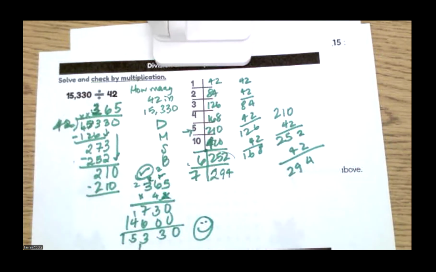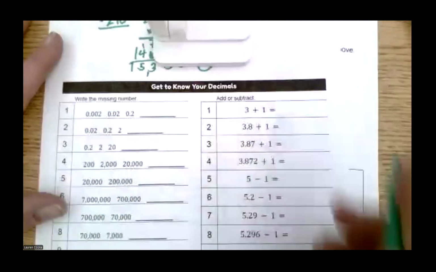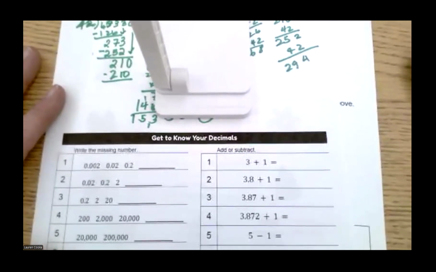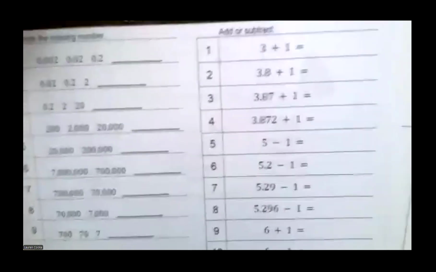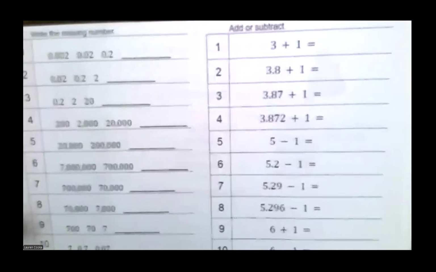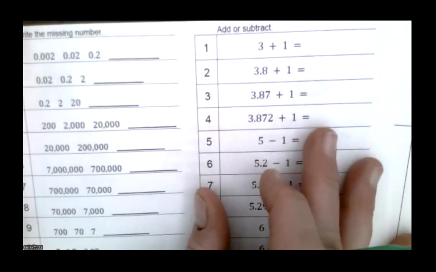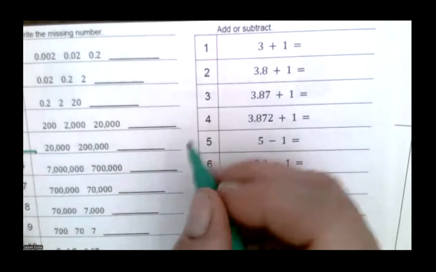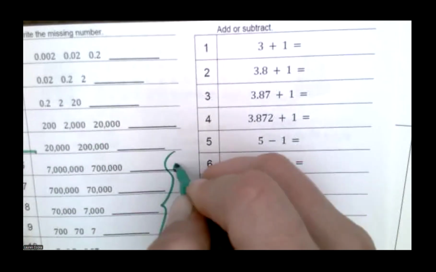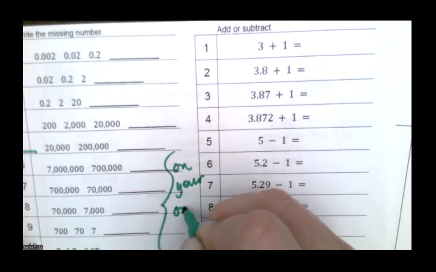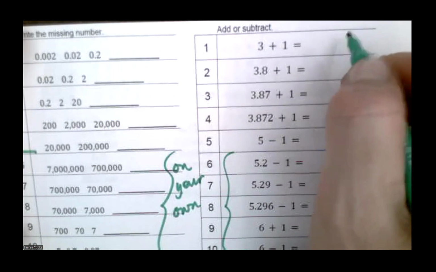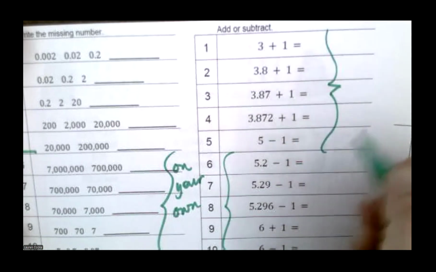Booyah. Okay. All right. Now, getting to know my decimals. Let's write the missing number. I'm just going to kind of notice what's happening here. I think this will really help us think through. On the left, I'm going to find the missing number, and I'm going to do 5. And then you are going to do these on your own. Same thing, I'm going to do these 5, and you're going to do these ones on your own.